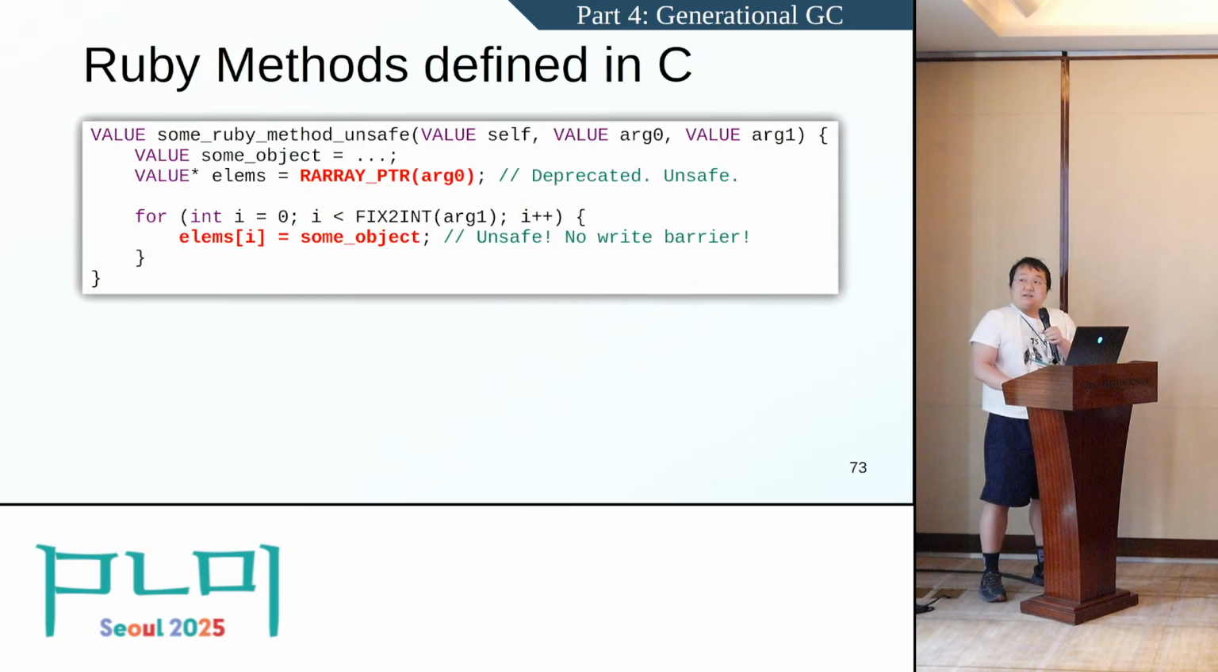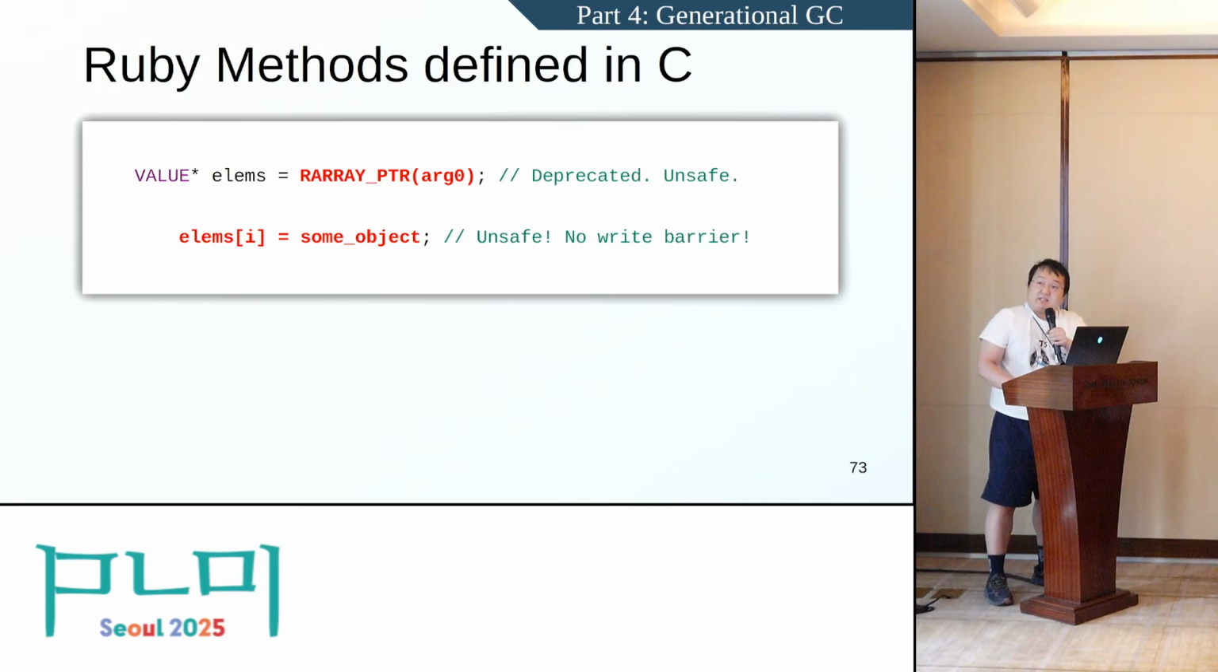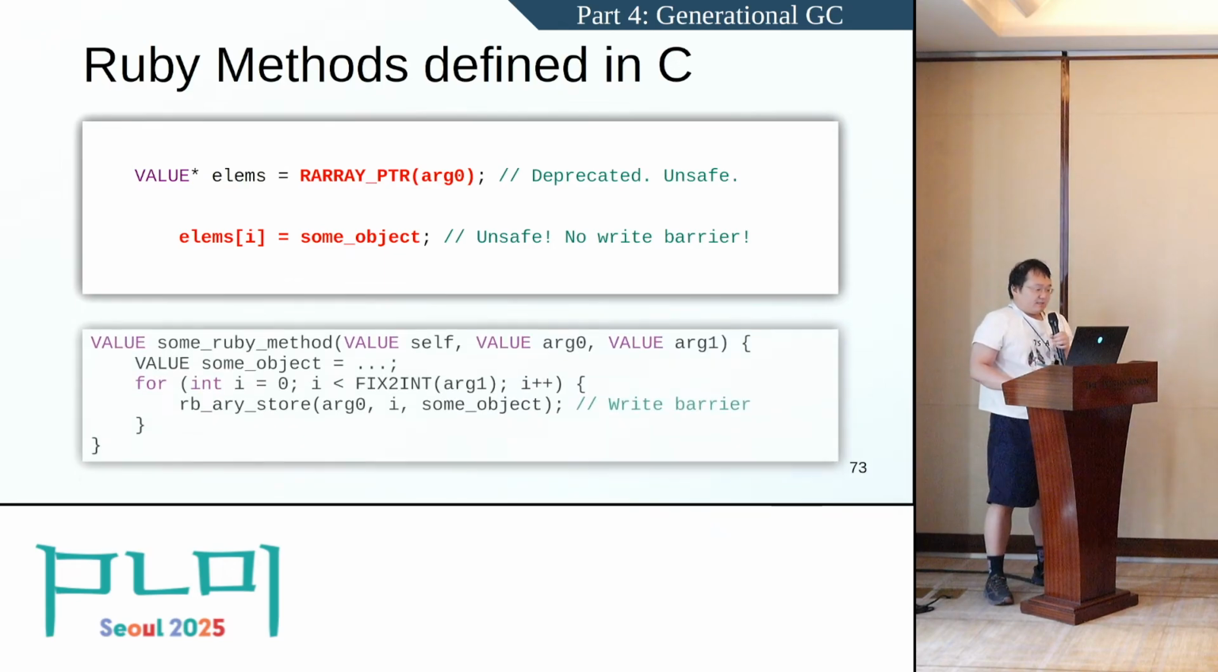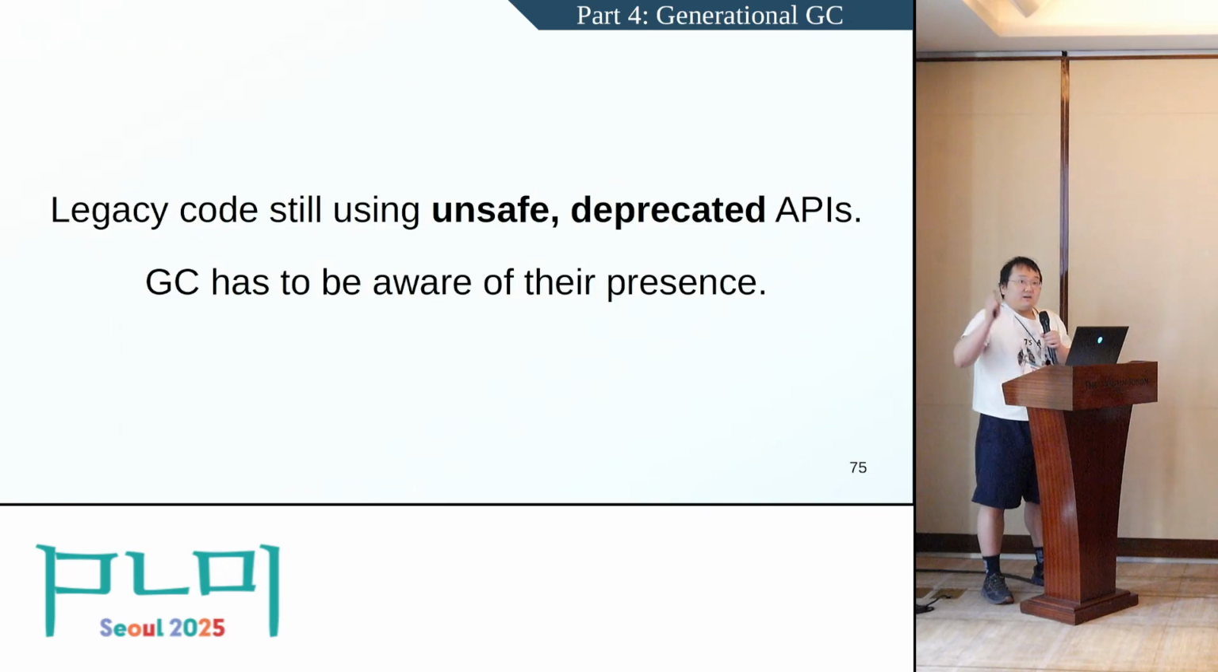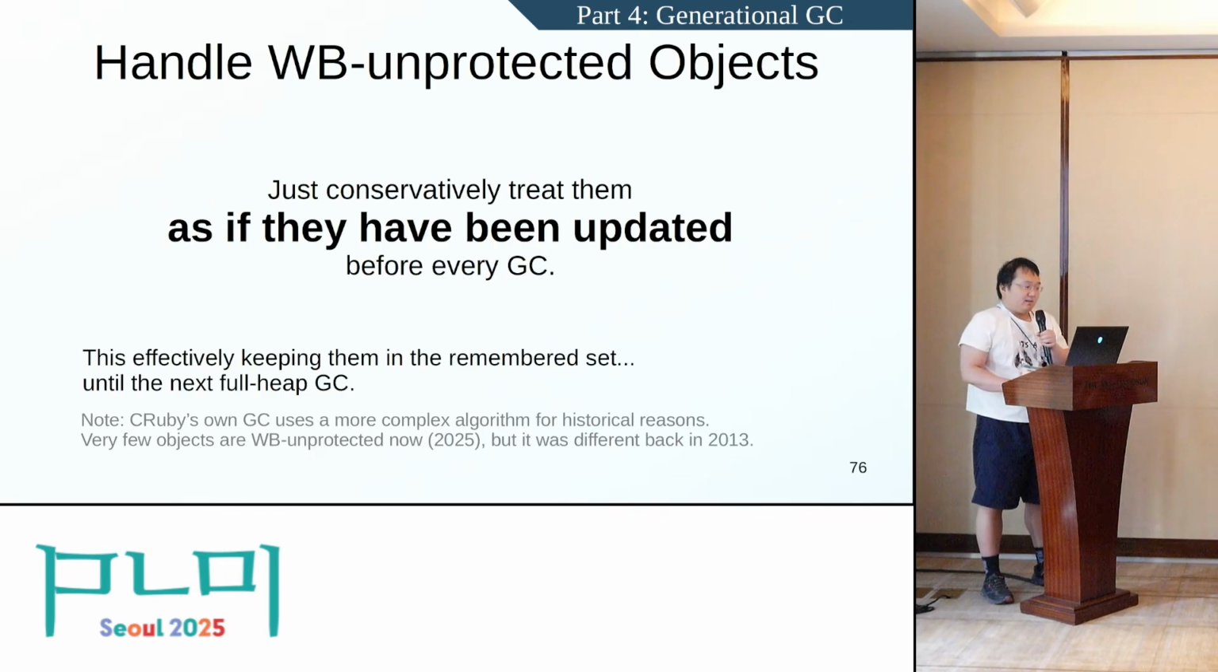So you see, CRuby allowed the Ruby method to be defined in C, but it also has some legacy unsafe API that exposes raw pointers into the guts of objects and allows C code to assign to those fields without a write barrier. Of course, there are safer alternatives, but some legacy code in the wild is still using those unsafe, deprecated APIs, so the GC has to be aware of their presence. But fortunately, handling WB-unprotected objects is not that hard. We just treat them as if they have been updated before every GC, and this effectively keeps them in the remembered set until the next full heap GC.